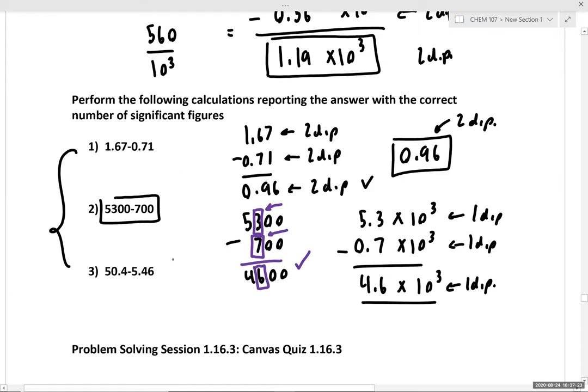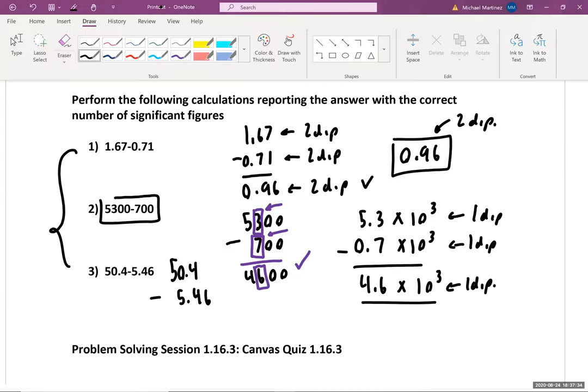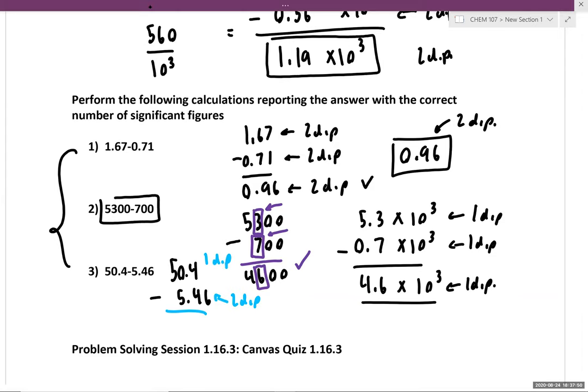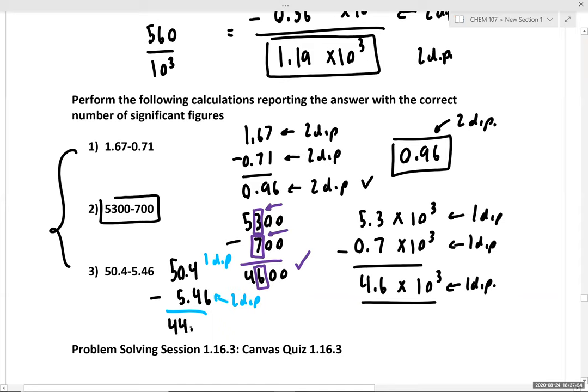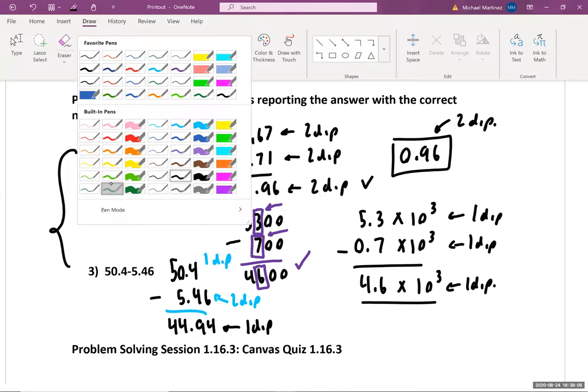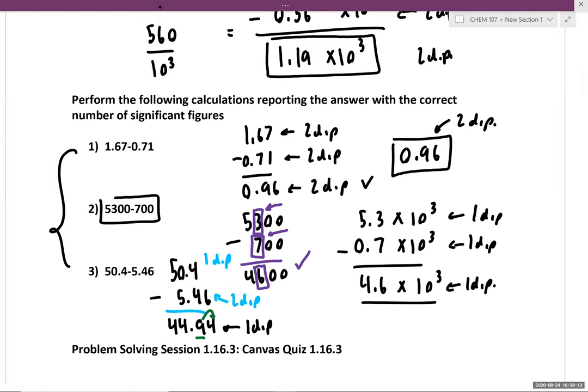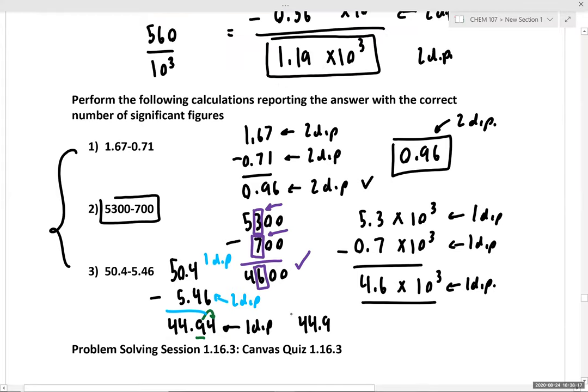So let's look at our last example. We have 50.4 minus 5.46. Let me line up these numbers. As we can very clearly see, 50.4 has one decimal place, and 5.46 has two decimal places. We subtract our numbers, and that in turn gives us 44.94. We need to round our final answer to one decimal place. So we look at the value one space to the right: four is less than five, so we round down, and that gives us 44.9 as our final answer.